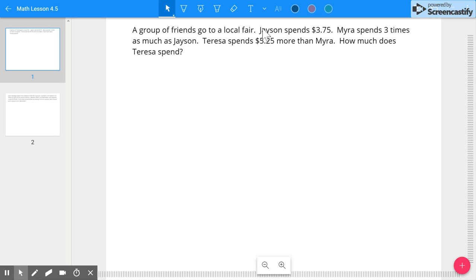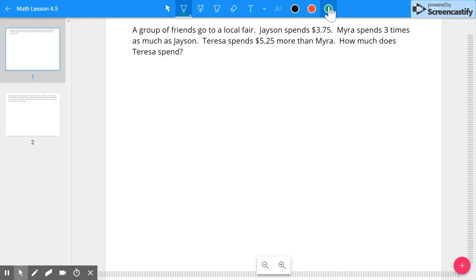A group of friends go to a local fair. Jason spends $3.75. Myra spends 3 times as much as Jason. Teresa spends $5.25 more than Myra. How much does Teresa spend? So we use our cube strategy.